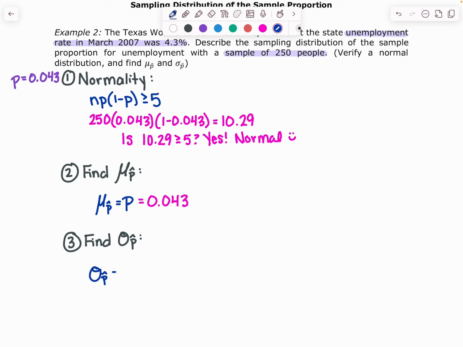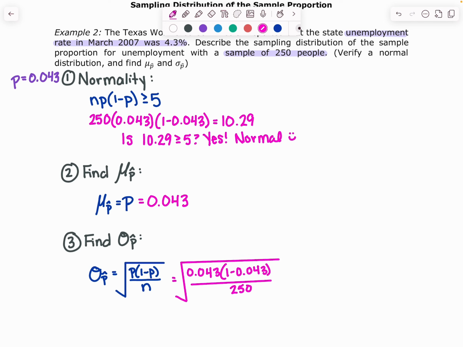Sigma of p hat is the square root of p times 1 minus p divided by n. So that's going to be the square root of 0.043 times 1 minus 0.043 divided by 250. And all of this is inside the square root.